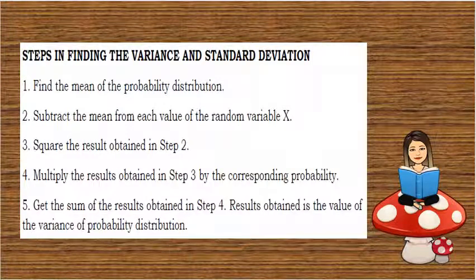There are 5 steps in finding the variance and standard deviation. First step, find the mean of the probability distribution. Second step, subtract the mean from each value of the random variable x. Third step, square the result obtained in step 2. Fourth step, multiply the results obtained in step 3 by the corresponding probability. And step 5, get the sum of the results obtained in step 4. The result obtained is the value of the variance of the probability distribution.